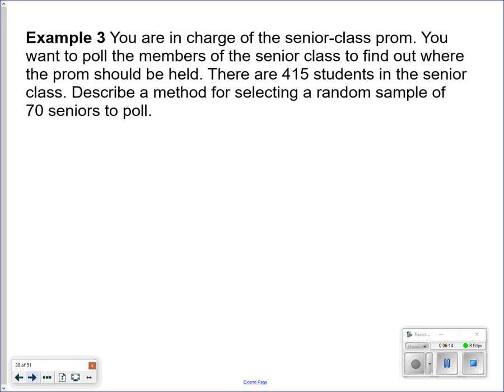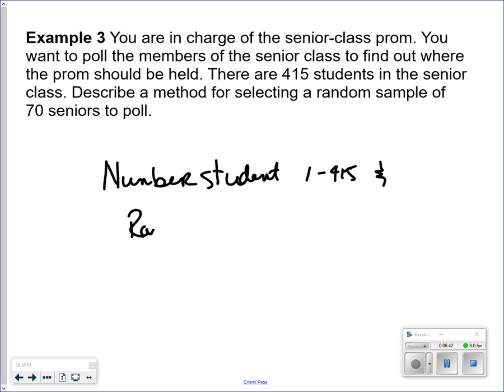You're in charge of the senior class prom. You want to poll the members of the senior class to find out if the prom should be held. There are 415 students in the senior class. Describe the method of selecting a random sample of 70 seniors to poll. So if you want to get a random sample, how are you going about doing that? Well, here's probably the best way. You're going to number students 1 to 415 and randomly select.